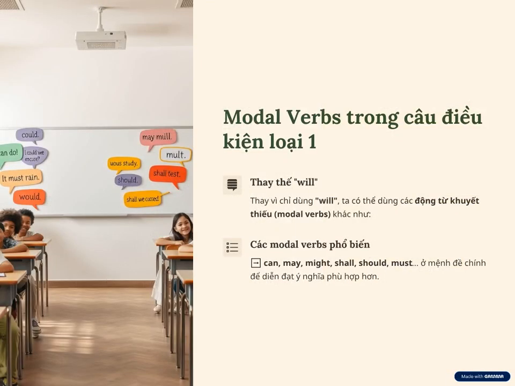Let's learn about using modal verbs instead of will. Modal verbs like can, may, might, should, must, shall can replace will. This changes the meaning of the sentence slightly: ability, possibility, advice, obligation, or suggestion.